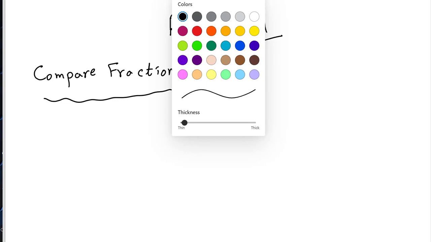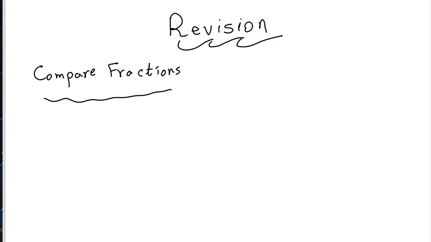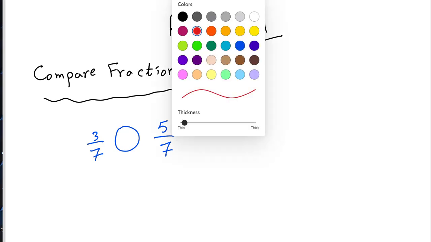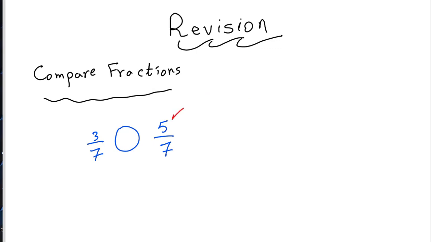And the first case, the same denominator, like 3/7, we need to compare this to 5/7. In this case, when you have the same denominator, the number on the top, when it's bigger, gives a bigger fraction. So the bigger numerator gives a bigger fraction. Since this is the number of parts, and we have the same size for each part, here 5/7 is bigger, so 3/7 is less than 5/7.